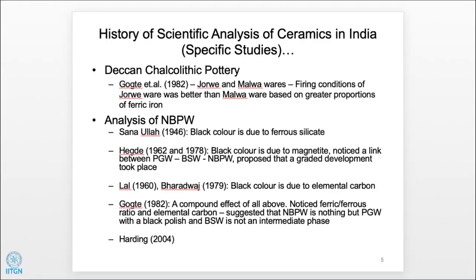Then Dr. D. Lal and Bharadwaj said that it is due to elemental carbon. The reason is that once you heat it, it turns red. The majority of the northern black polished ware that you see in the Ganga Valley, especially in places like the Bihar-UP border, the dark ones, if you heat them, the color disappears. It turns red. So maybe it is because the carbon goes off. That is what they thought.